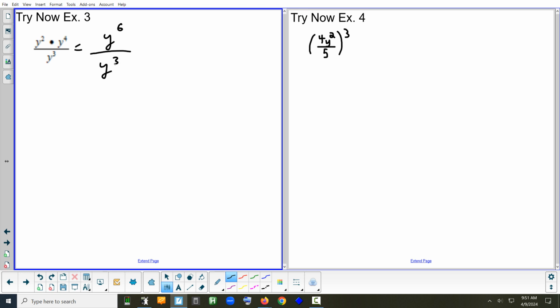Y to the 3rd is in the bottom. And where do you have more y's in that problem? Top or bottom? Top. So your answer goes in the top. And what's the calculation to get your exponent when you're using a 6 and a 3? Subtraction. Yep. Which one goes first? 6. Yep. Always the bigger one first. And what's 6 minus 3? 3. So that's what you should have gotten for the top one.